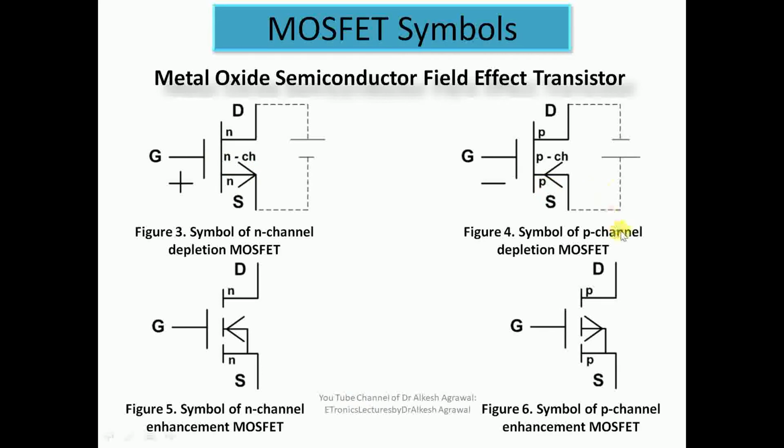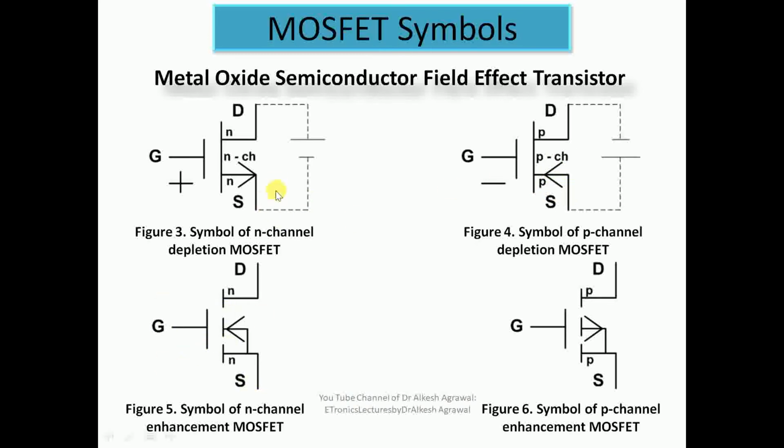Whereas in the P channel depletion MOSFET, the arrow is inward, because here the suitable voltage will be of negative polarity. Since the channel is of P type, if we assume that the drain is given a negative polarity voltage and the source is given a positive polarity voltage, the direction of flow of current will be like this. So it will be inward, and then towards this. So we have an inward arrow.